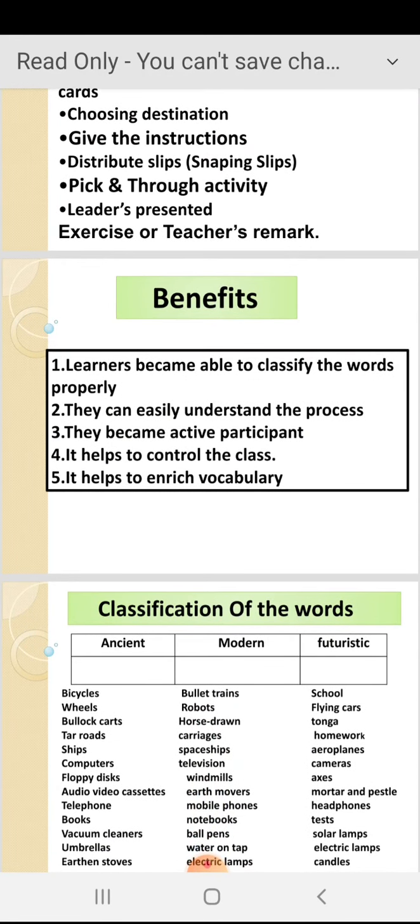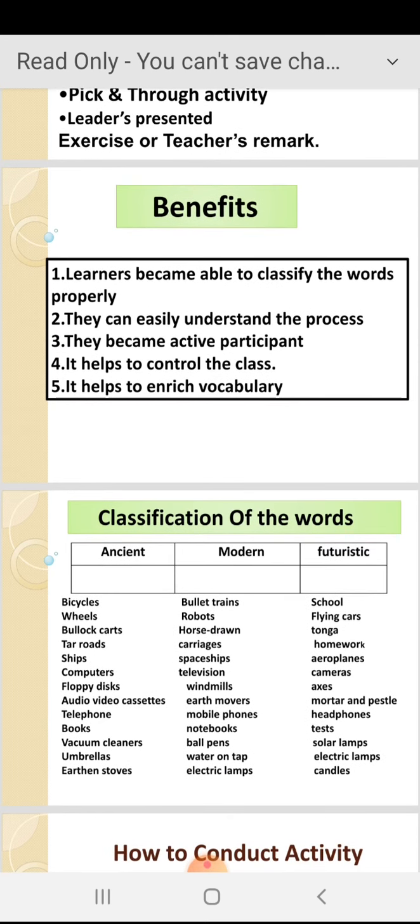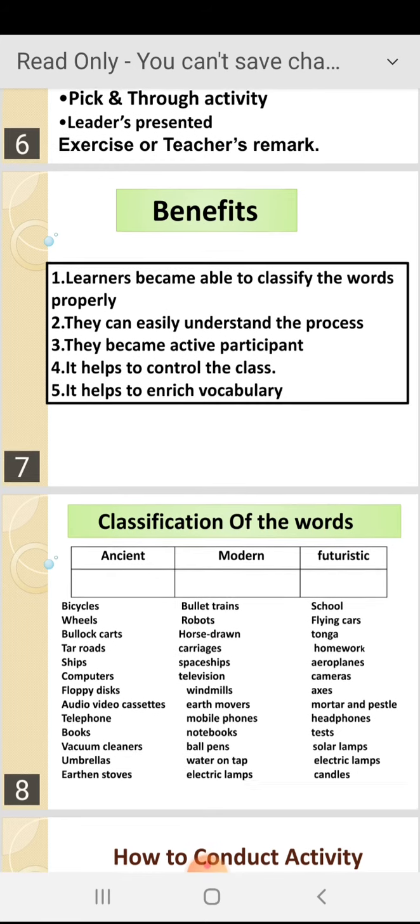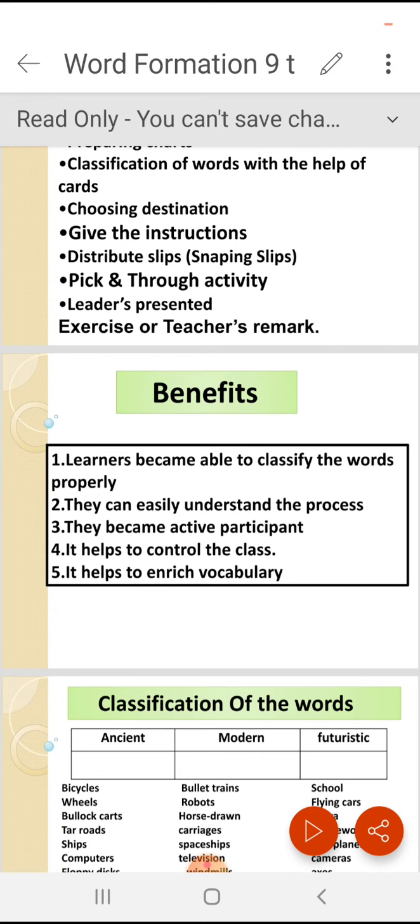What will happen if we do like this? You will become able to classify the words properly. Here you have been given a classification of words, meaning you have been given the list of words, and you have to divide these words into ancient, modern, and futuristic. So with the help of sticky notes or cards, it will be easy for us to classify the words properly.